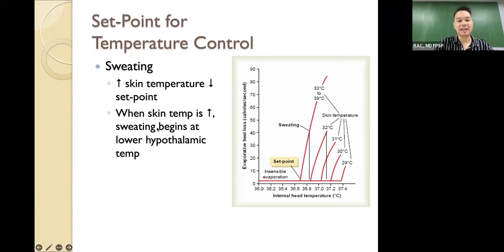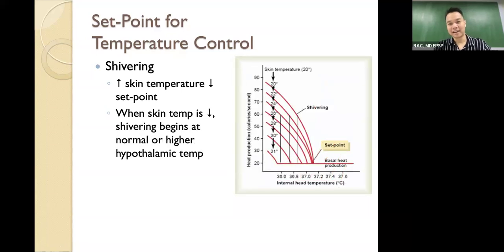Now, let's look at these rules. Notice that as skin temperature increases from 32 to 39, the set point goes down. True enough, the set point goes down. And when skin temperature is high, from 32 to 39, the threshold for sweating begins at a lower hypothalamic temperature. So that also follows the second rule. That's how the hypothalamus regulates our temperature through sweating.